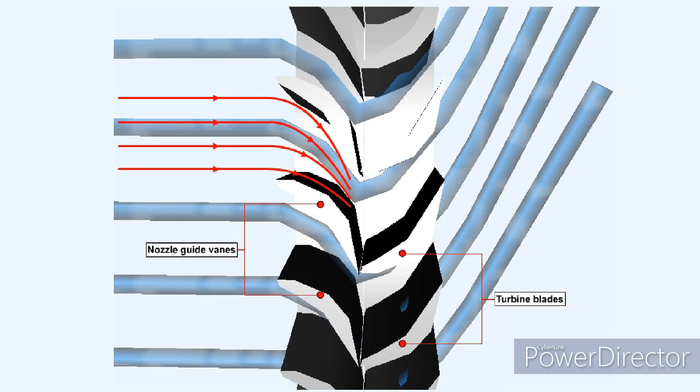This example, which we've already experienced, shows how a convergent duct is used to accelerate the gas as it passes through the nozzle guide vanes on its way to the turbine blades.